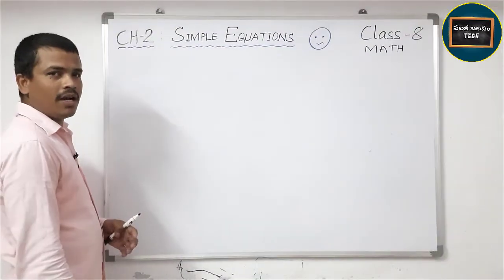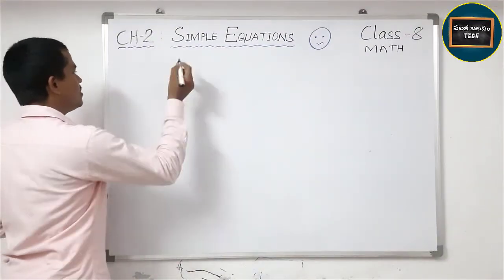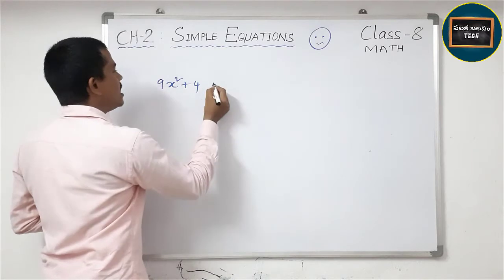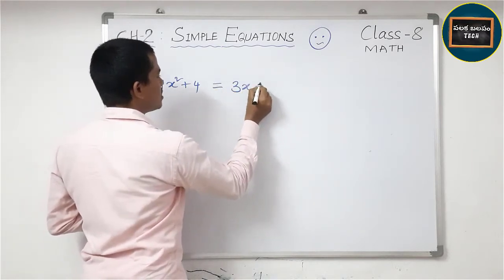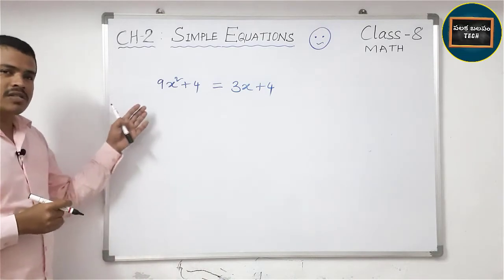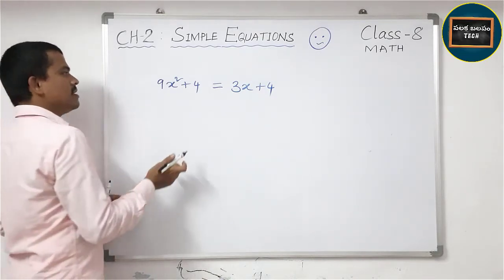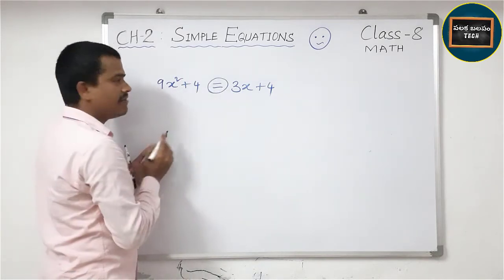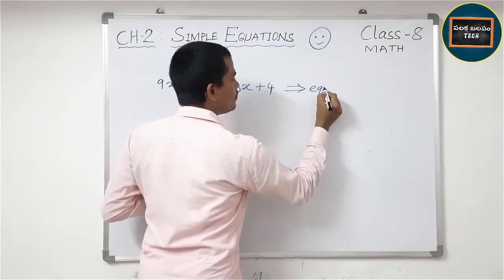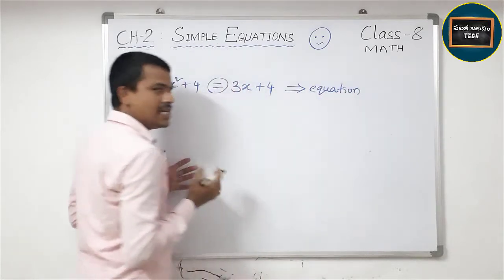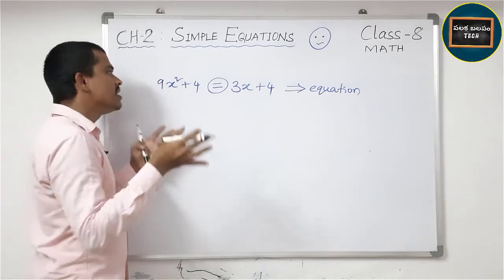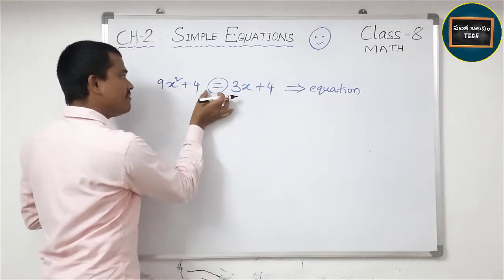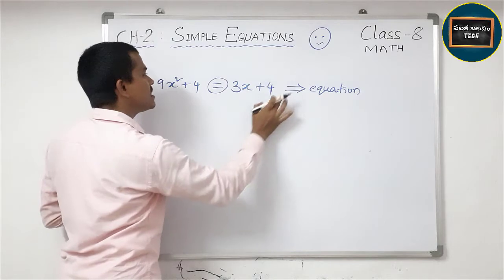Okay, let us see one more example for the equation, that is 9x square plus 4 is equal to 3x plus 4. Now it is called an equation. Why? Because in this expression we can see the equality sign, so it is called an equation. Simple. Whenever an algebraic expression contains the equality sign, then it is called an equation. So in this algebraic expression we have the equality sign, so I am calling this expression an equation.